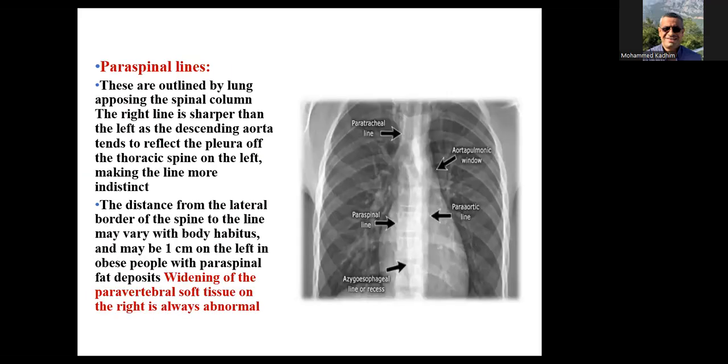Paraspinal lines are outlined by the lung opposing the spinal column. The right line is sharper than the left because of the presence of the aorta on the left side. It should be less than the normal limit. The distance from the lateral border of the spine to the line may vary with body habitus and may be 1 centimeter on the left in obese people with paraspinal fat deposits. Widening of the paravertebral soft tissue on the right is always abnormal.